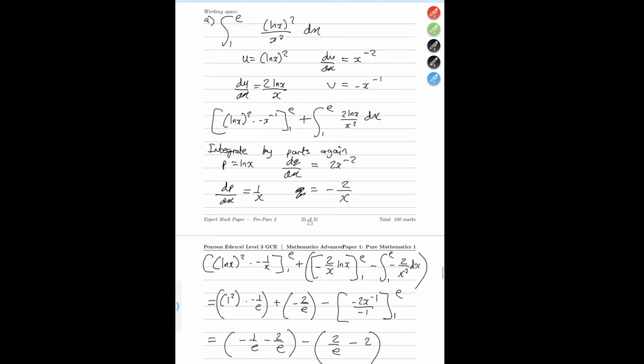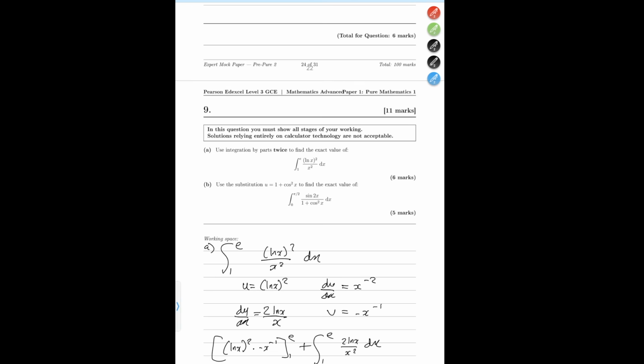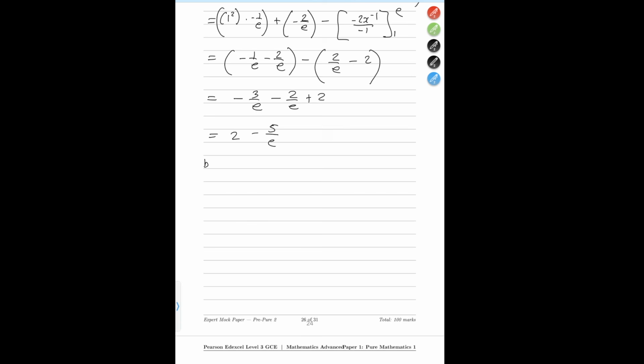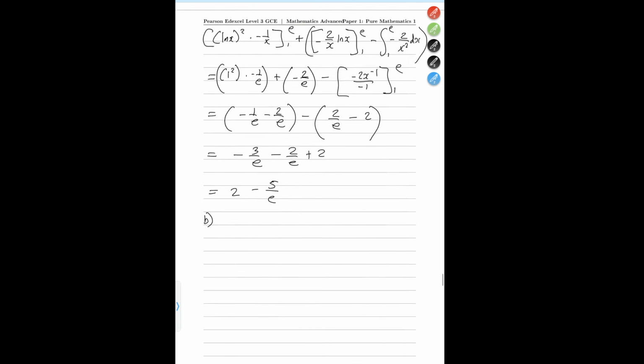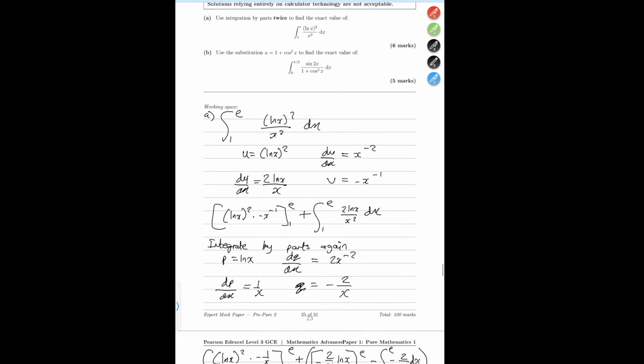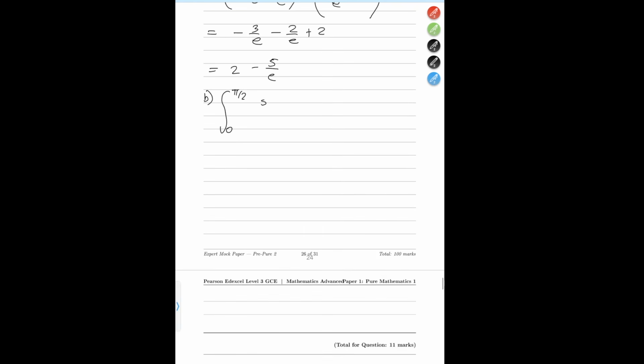And now we can move on to part B of the question, which is using a substitution to find the exact value of a different integral. So let me write this out now. The integral between 0 and pi over 2 of sine of 2x over 1 plus cos squared x with respect to x. So using u equals 1 plus cos squared x.